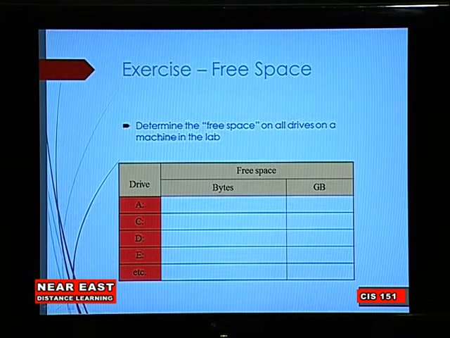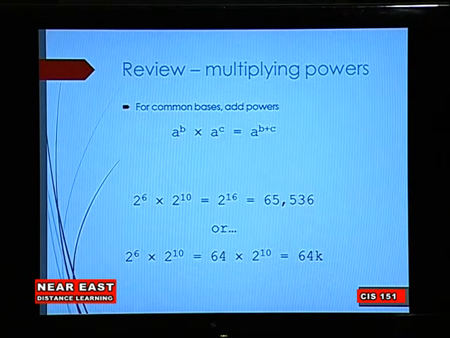This exercise determines the free space on all the drives of the machine in the lab. So this one we don't have to do, but I'm going to show you. For a common form A, B times A, C, it is equal to A to the power B plus C, which gives us an example like this one. And we have to write what it is equal to, in kilo, gigabyte, tera, or mega.